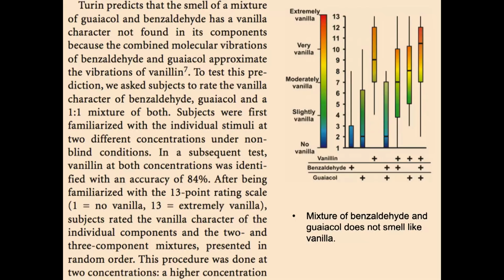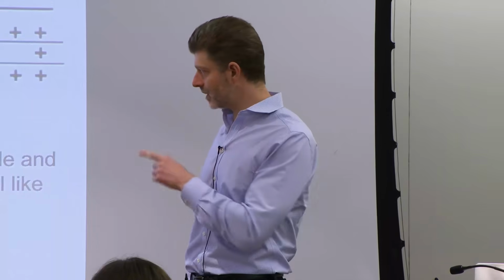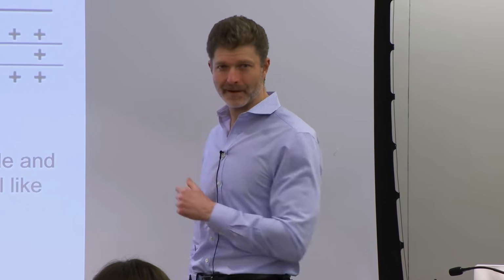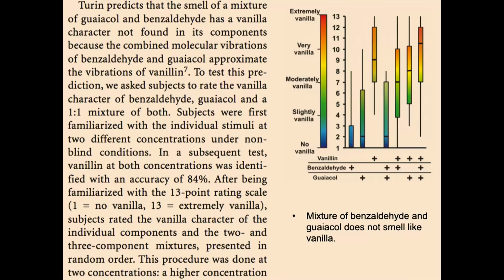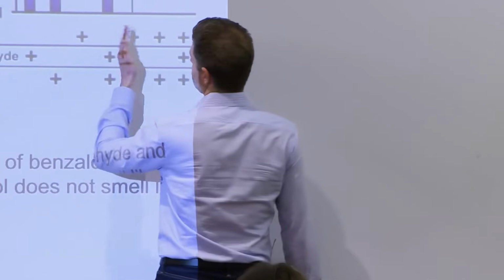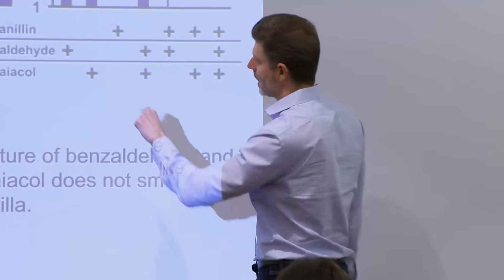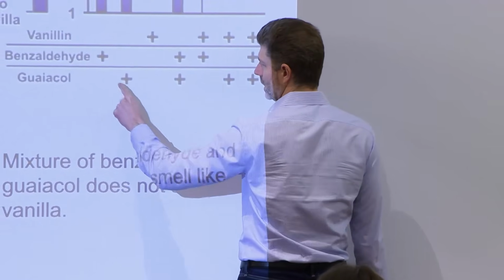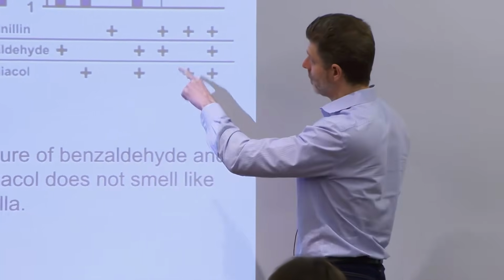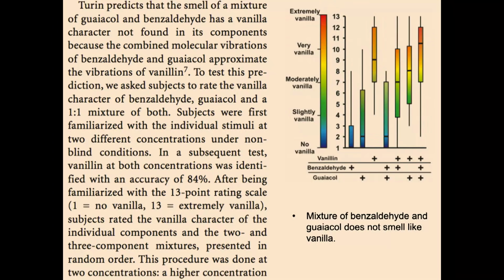Okay. All right, so then they were familiarized with this 13-point rating scale. 1 means no vanilla, and 13 means extremely vanilla. Okay. So this is a vanilla rating task. Subjects rated the vanilla character of the individual components and the 2- and 3-component mixtures presented in random order. Okay? All right, so the results are shown here. So the bars here correspond to different odors, which are different combinations of vanillin, benzaldehyde, and guaiacol. And then the y-axis is plotting the vanilla rating, from no vanilla to extremely vanilla.